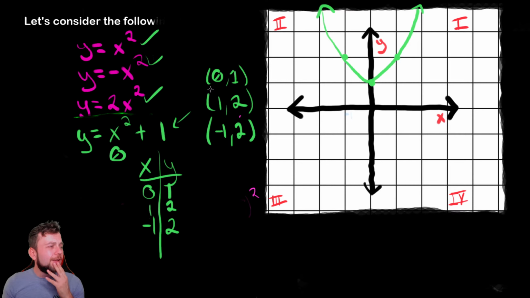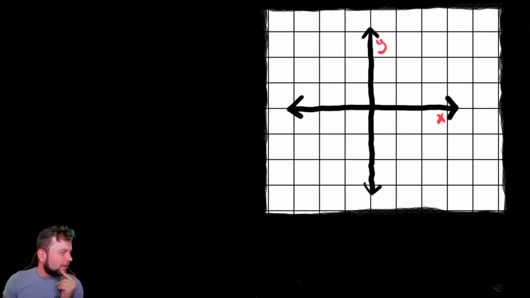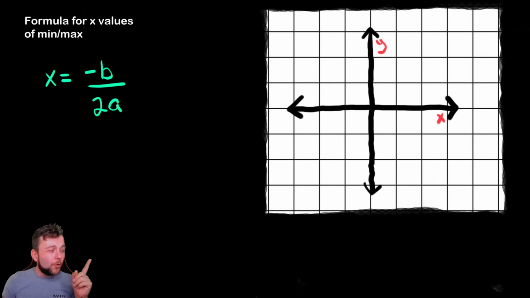So let's go on to just a formula for finding the x value of your quadratics, right? This is the x value of your minimums and your maximums. Okay, so when you want to find the x value of your minimums and maximums, you use this formula, right?